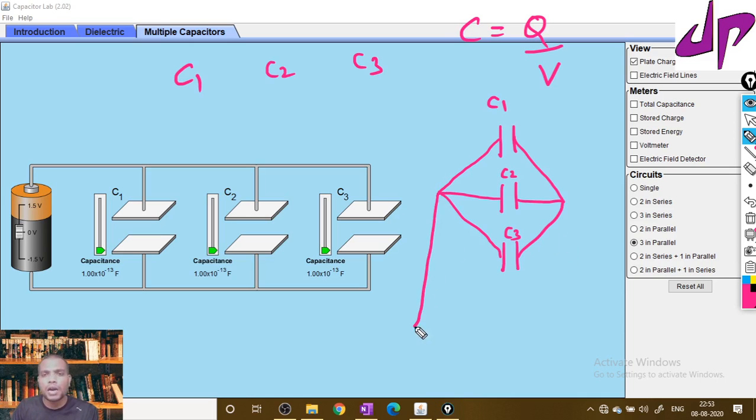Now to this, if we apply a potential difference, I can take a cell or battery here. If we connect it and observe closely, the positive potential of the cell is applied to the first plate of each capacitor, and similarly the negative potential of the cell is connected to the second plate of each capacitor. This combination is called a parallel combination.